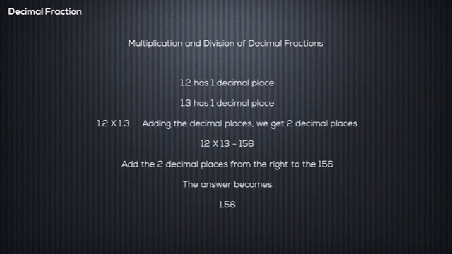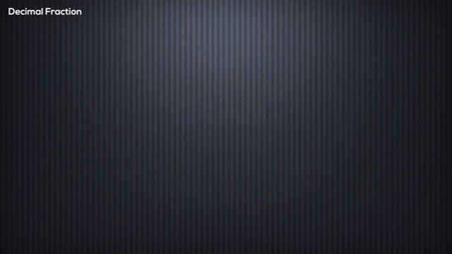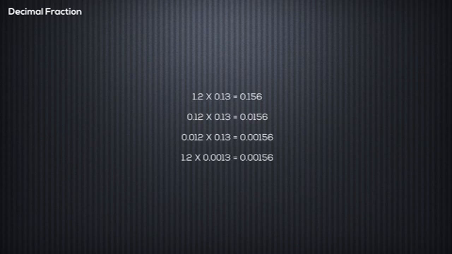Multiplication and division of decimal fractions. When multiplying two decimal numbers, multiply the numbers without considering the decimal, and then add the decimal places of both the decimal numbers. Now give this added decimal place to the result from the right side of the answer. The example shown here should give a better understanding.